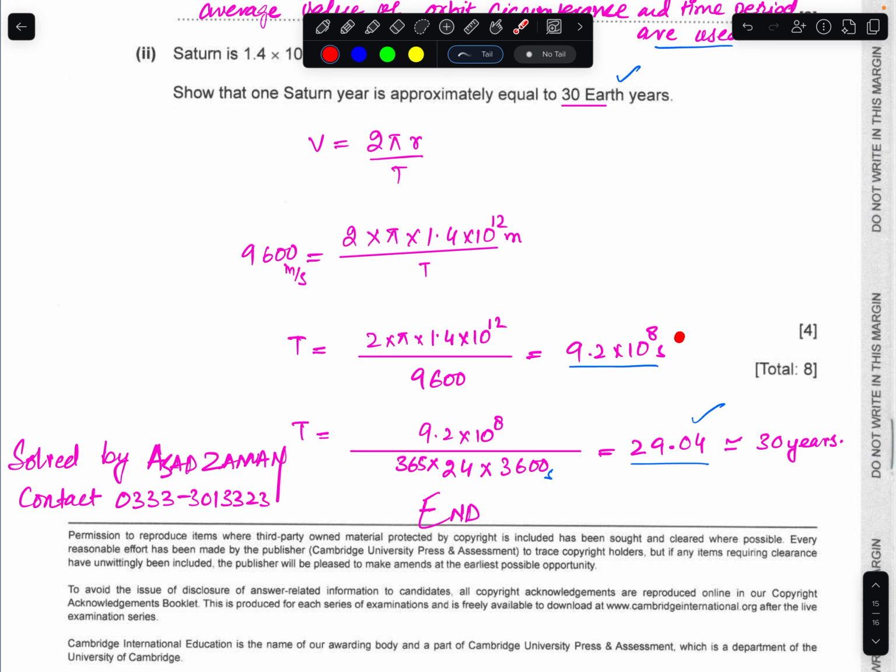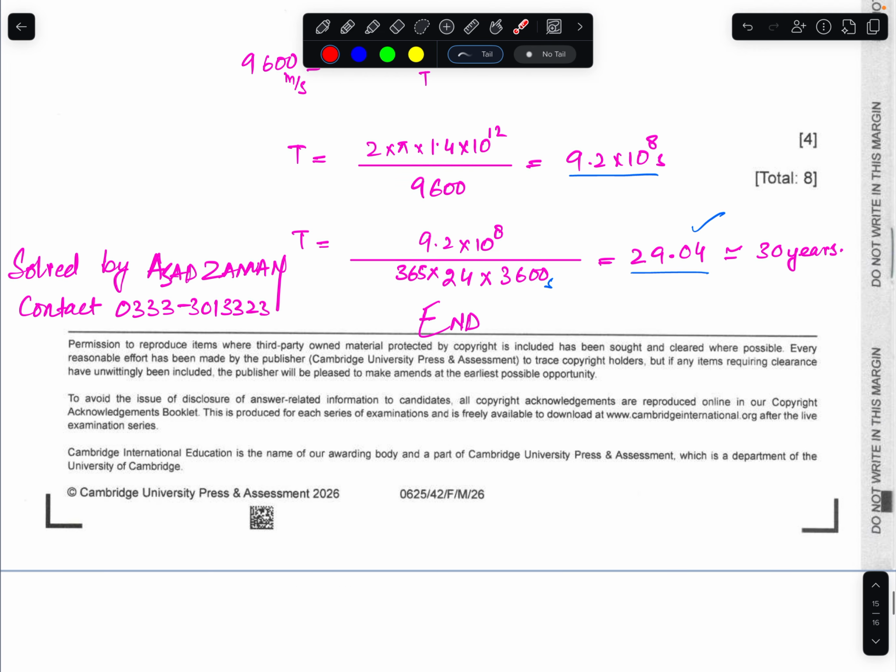If we divide this total time by the number of seconds in 1 year, which is 365 times 24 hours times 3600 seconds, so we are converting 1 year into seconds, we divide the total time we have calculated by this 1 year time, and then you would get 29.404, which is approximately equal to 30 years.